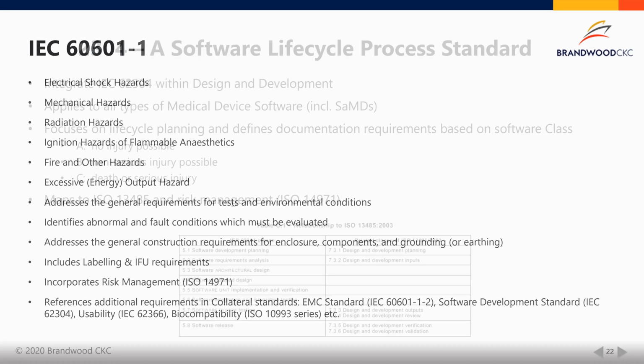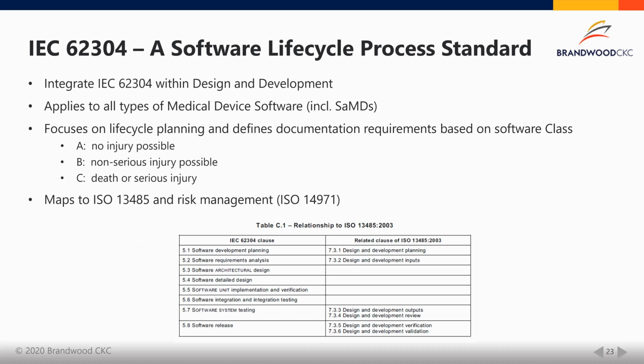The other one, 62304, is another important one to consider, particularly when you're looking at software. It applies to all classifications of medical device software, including standalone software. So it's a really good one to consider. Within that, it actually has different software classes, and this will also help determine deliverables on which aspects of the standard apply.